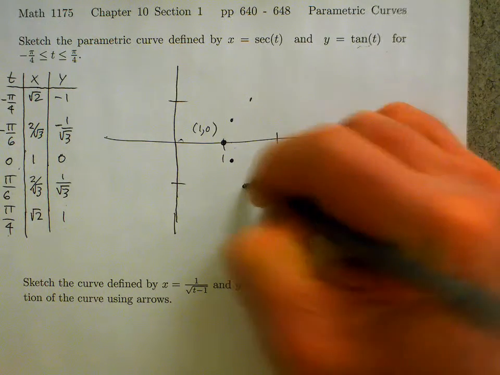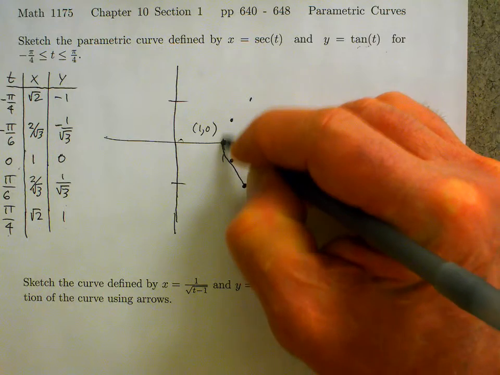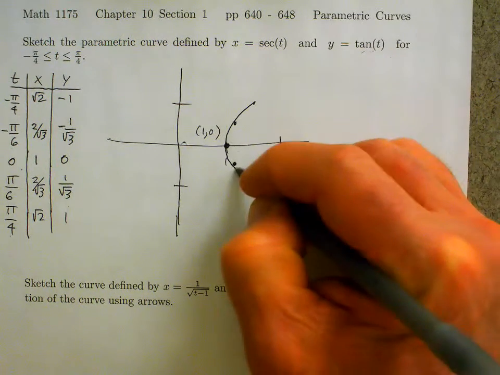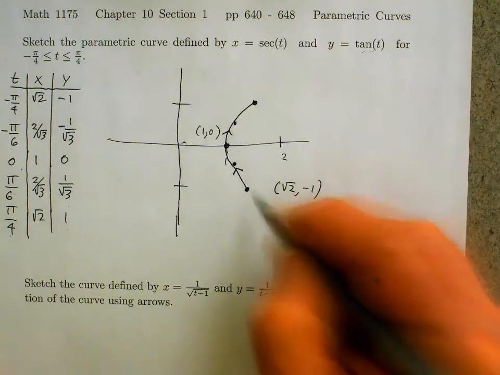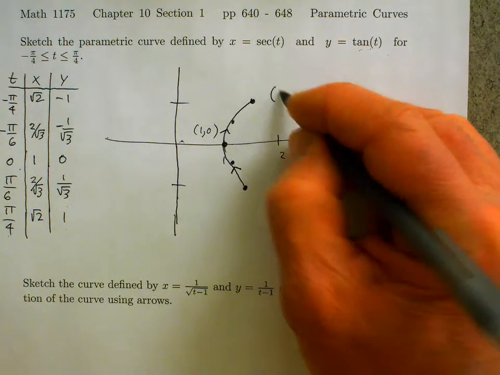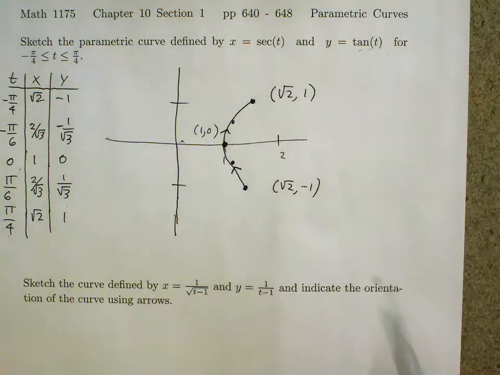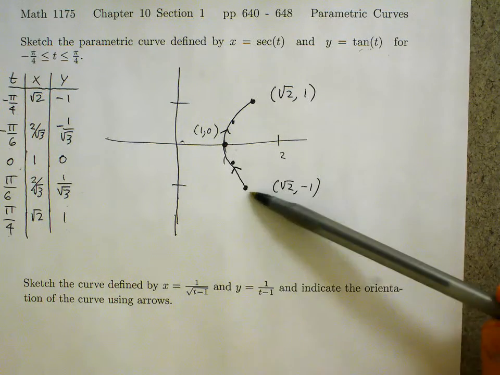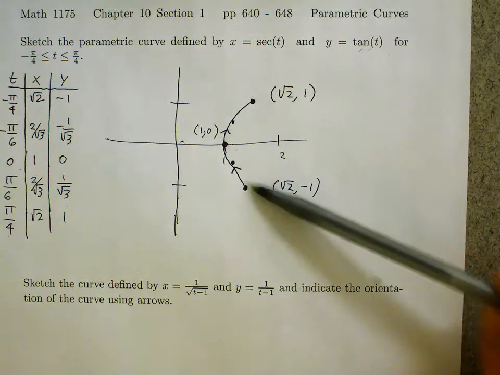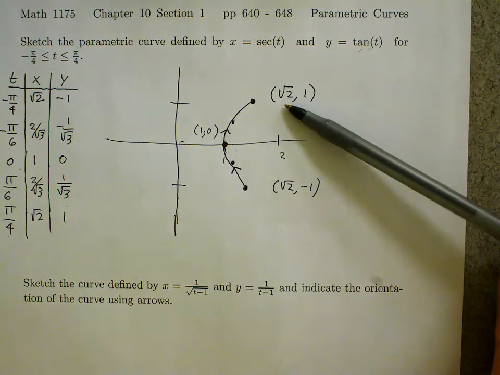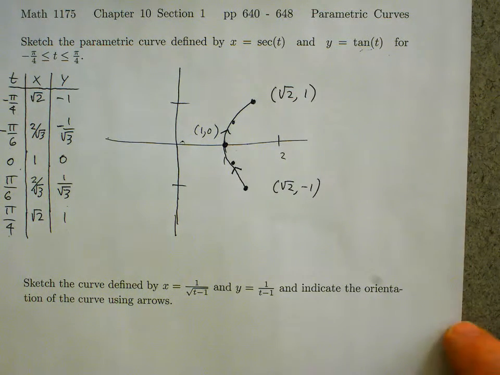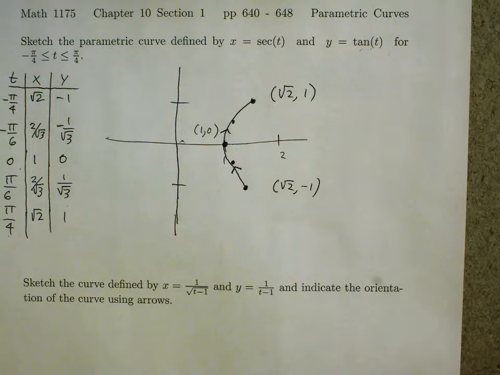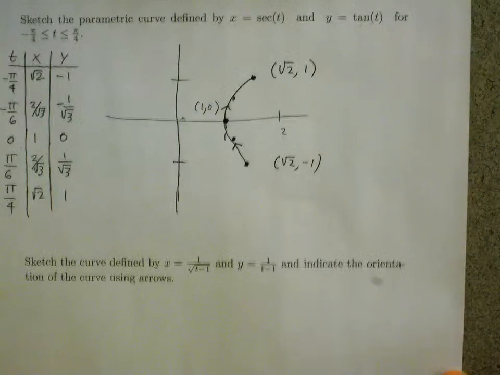So this is it. This is the curve. The direction is that way, but we have an initial point at square root of 2, -1, and a terminal point at square root of 2, +1. So that's that example. The next one will be a little more interesting.